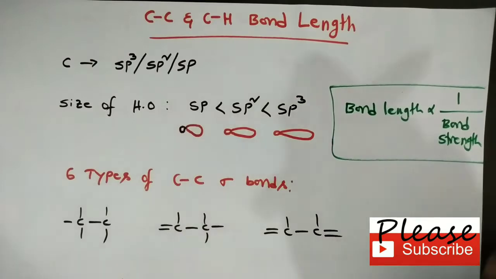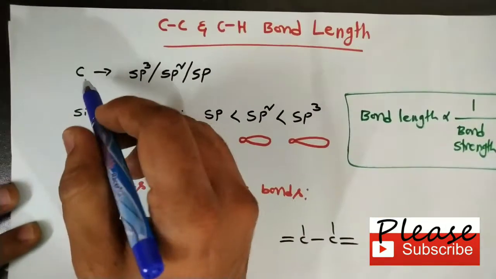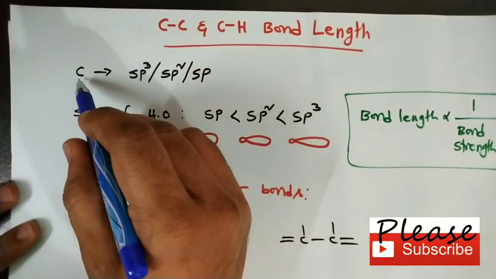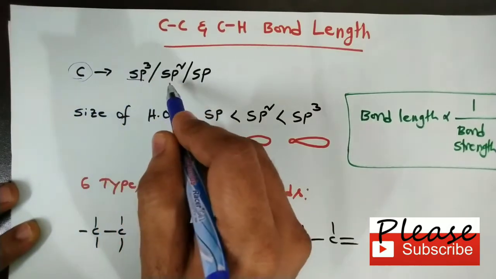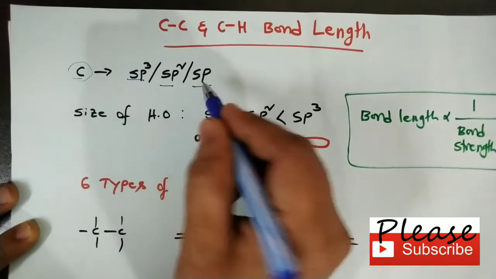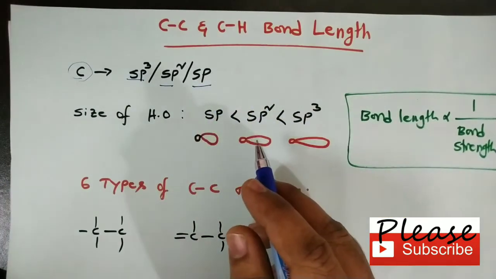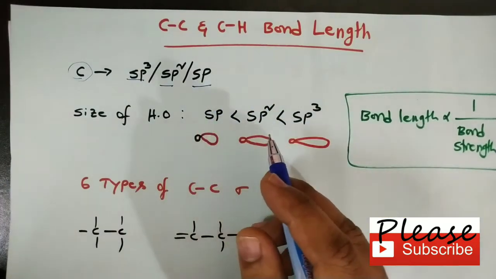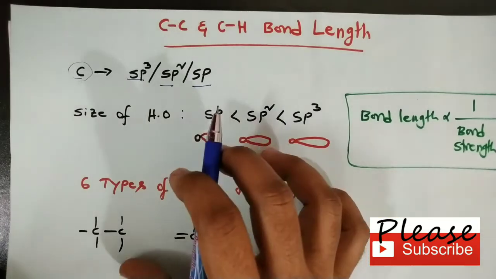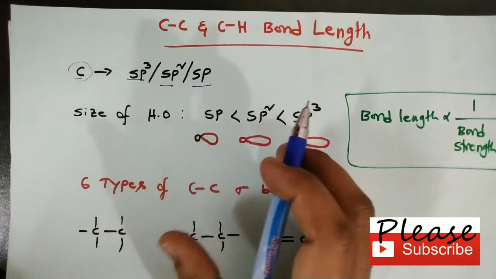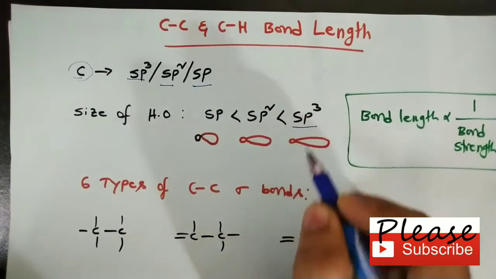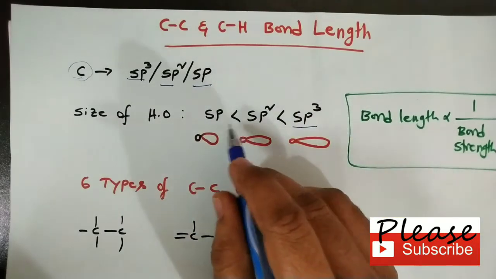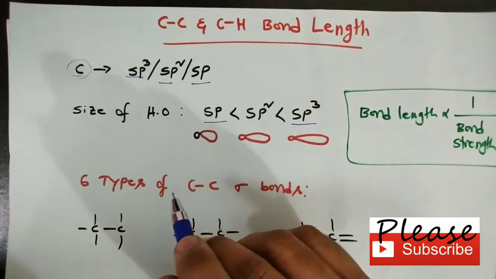Okay, so now here in organic molecules, the carbon undergoes sp3 hybridization, sp2 hybridization and sp hybridization. Here the size of the hybrid orbitals is different. The sp3 hybrid orbital is larger, and the sp hybrid orbital is smaller in size.